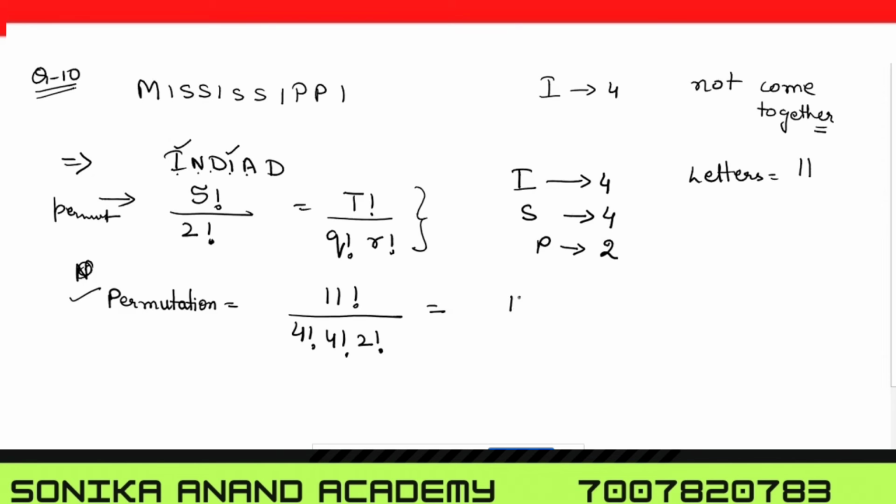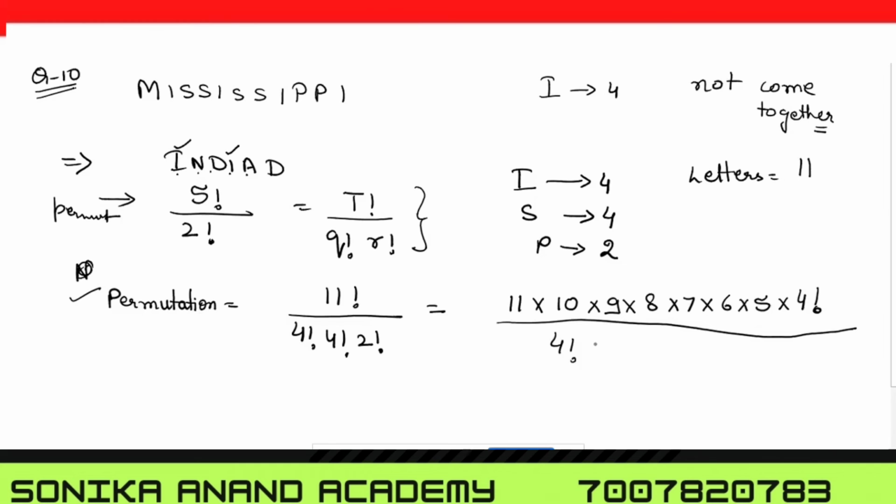What's the answer? 11, 10, 9, 8, 7, 7, 6, 5, 5. 4 factorial. We have to expand this and this. Now this is cancelled. Clear? Now 4 twos are 8. 3 twos are 6. Now multiply.